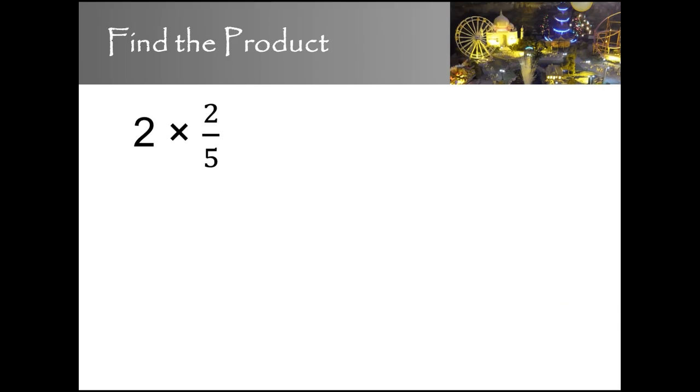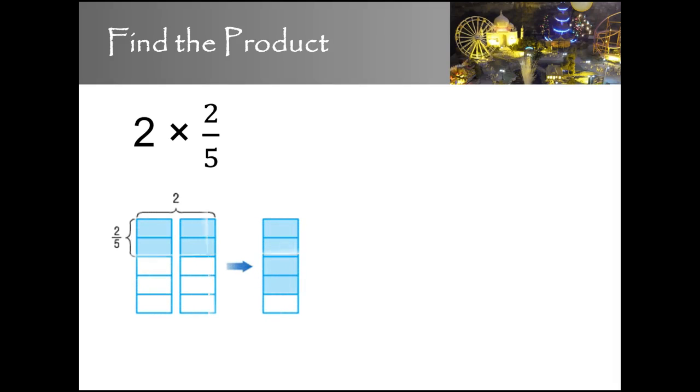In our first problem, we'll find the product of 2 and 2/5. One way to figure this out is to draw a model. As you can see in the drawing, there are 2 whole units. Each of those units is divided into fifths, and 2 of the fifths in each of the 2 units is shaded in. If you put all of those pieces together, you would end up with a total of 4/5. So 2 times 2/5 equals 4/5.